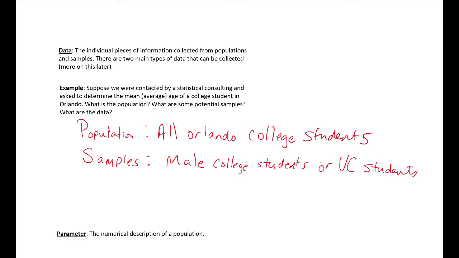Okay. What are the data? What's the data? Well, the data for this will be the individual ages of the people that we survey. So populations and samples are collections, and those individual pieces of information, that's what we refer to as the data.